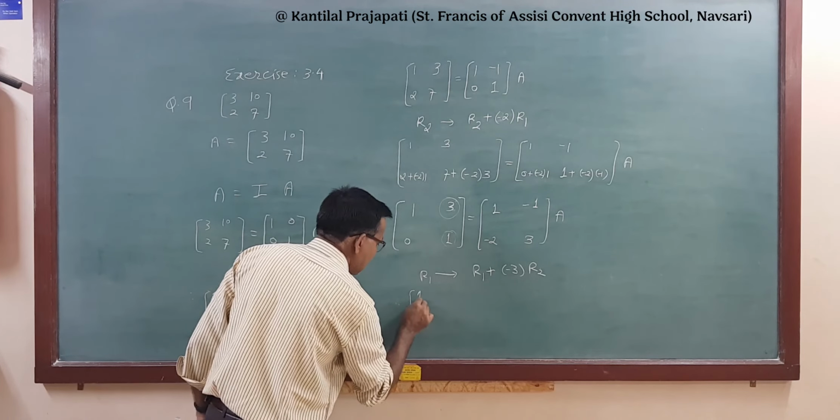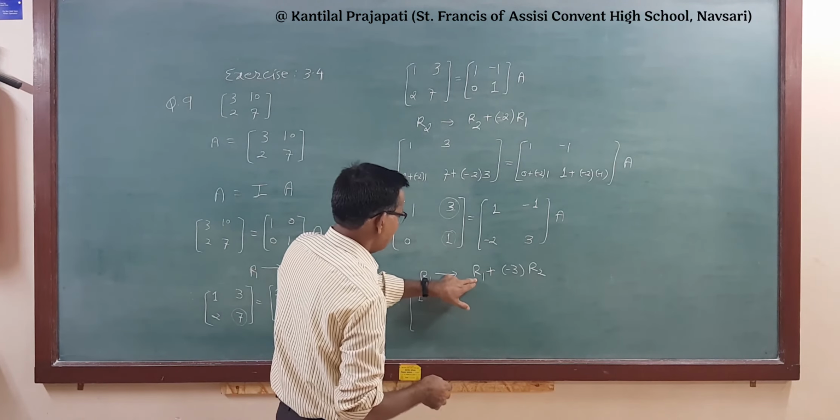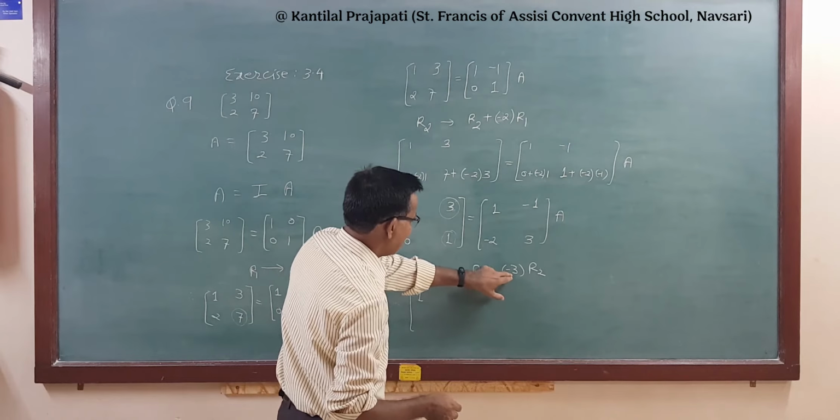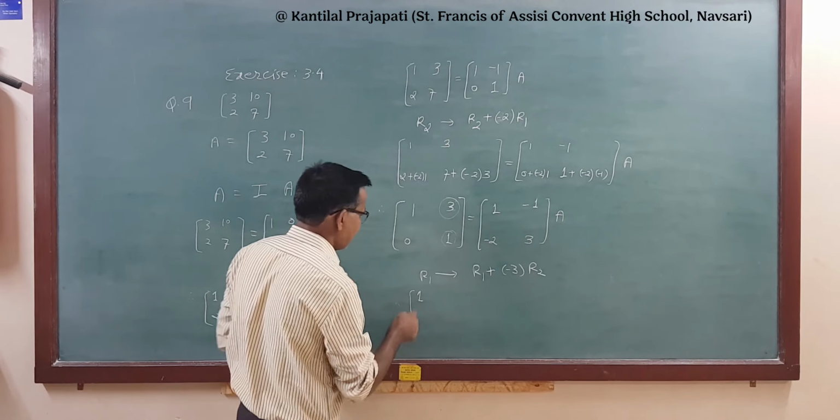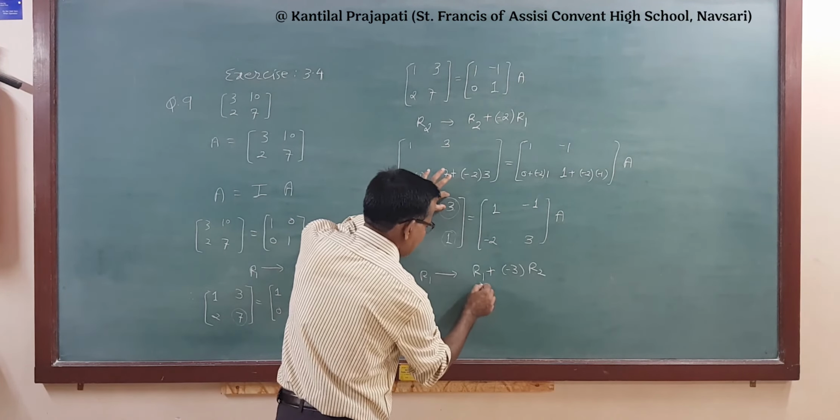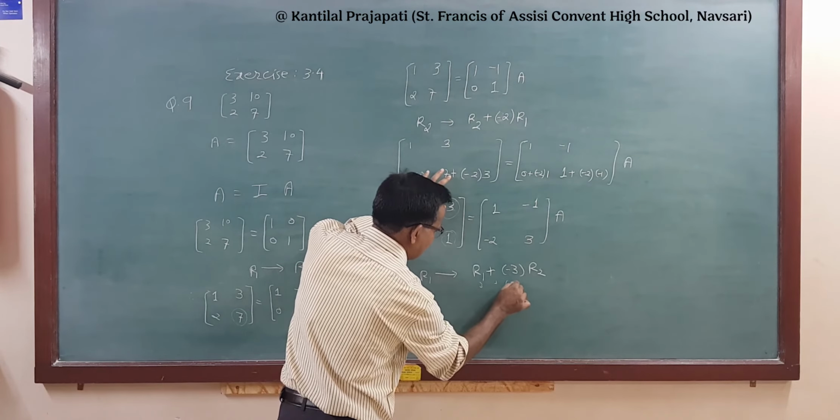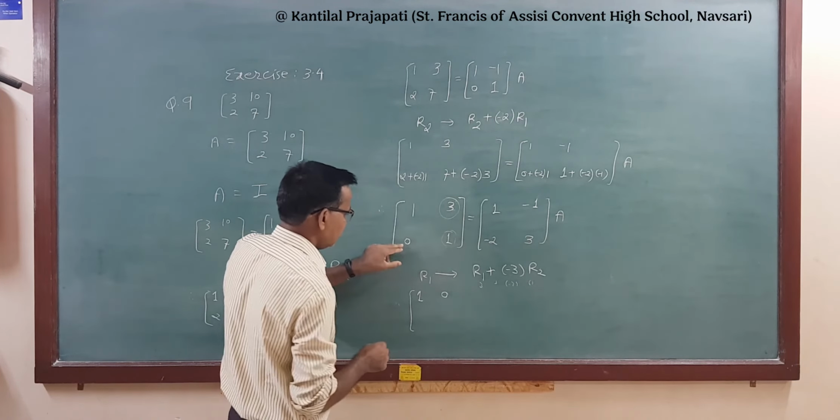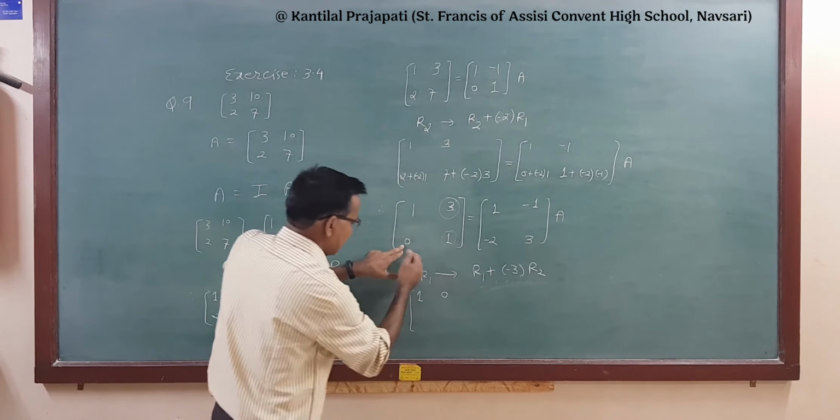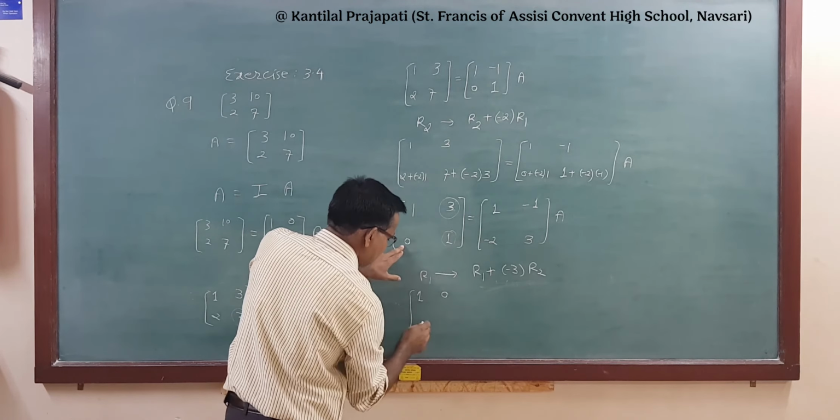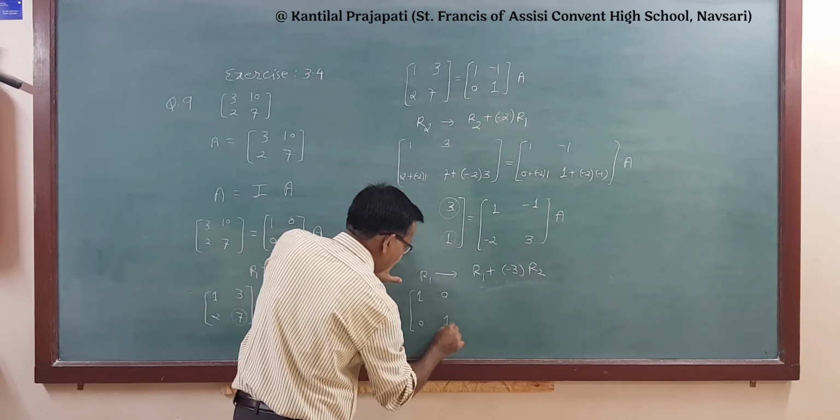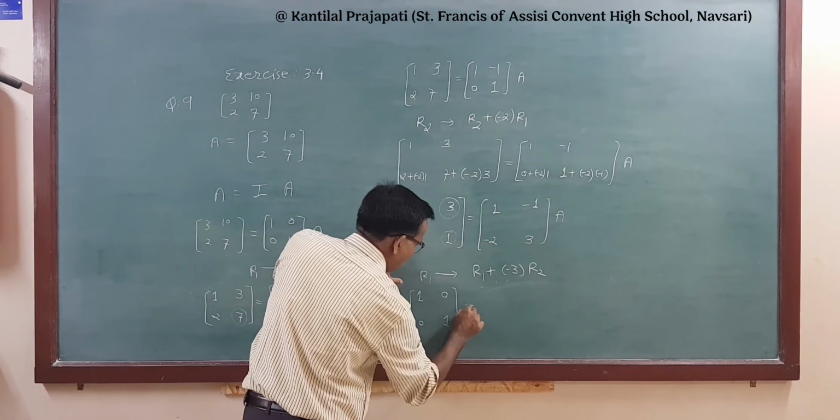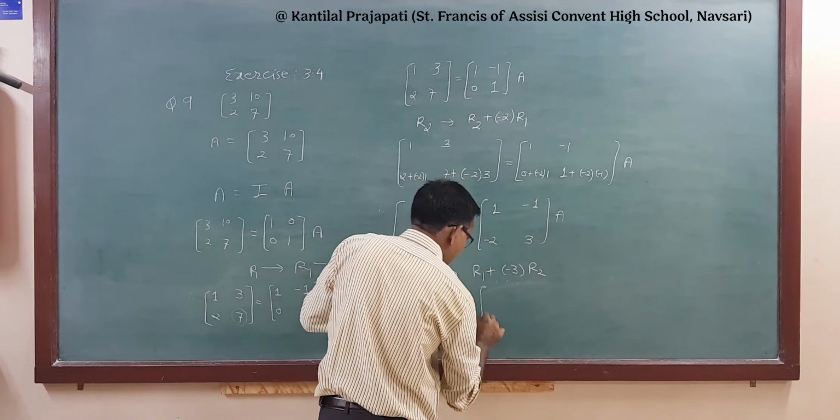The 1. R1 is 1 plus minus 3 into 0, say 1 here. Then you get 3 plus minus 3 into 1, the 3 minus 3, you get 0 here. Then next here second row is as it is 0 1. So you get here, this side also we have to apply.